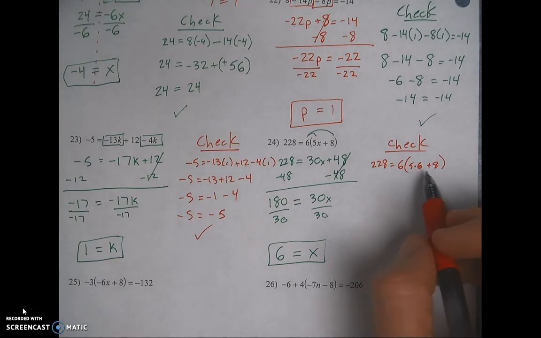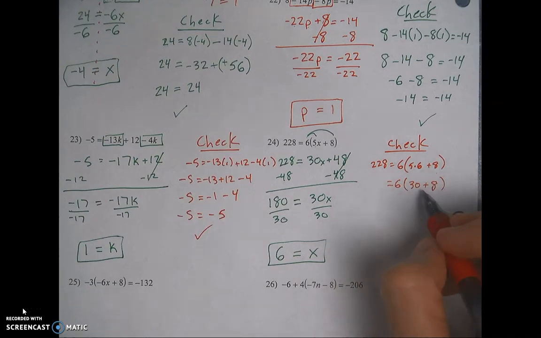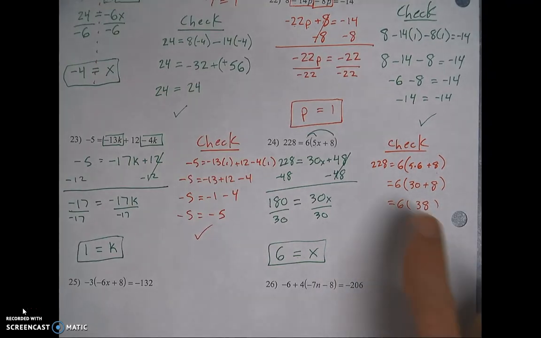Now, one step at a time. We work inside parentheses first, multiplication before addition. So the very first thing I'm going to do is 5 times 6. So that's 30. The next thing I'm going to do is add the inside of parentheses. Parentheses first before you multiply. So inside parentheses, 30 plus 8 is 38. The last thing I'm going to do is multiply.